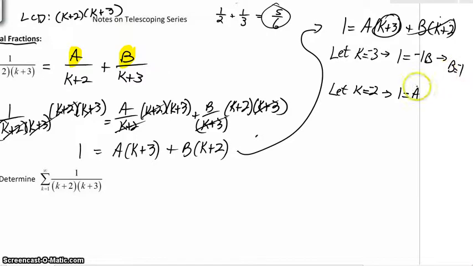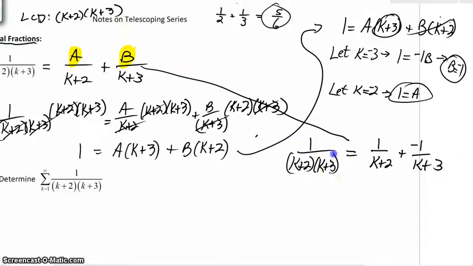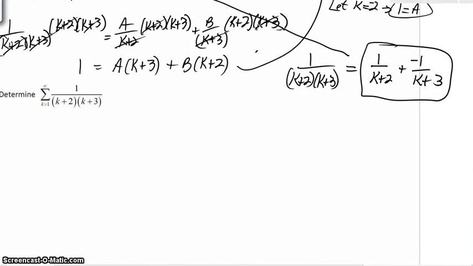So all of a sudden, guys, I know what a is, and I know what b is. In other words, this partial fraction is equal to your a, which is 1 over k plus 2. Your b value is -1. And hey, would you look at that? All of a sudden, you have a partial fraction decomposition. So that's what you want to do when you see rational functions inside of sigma.